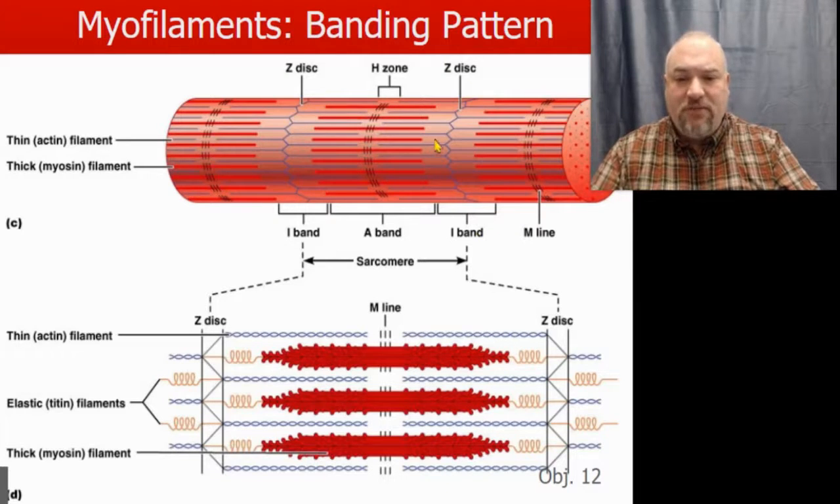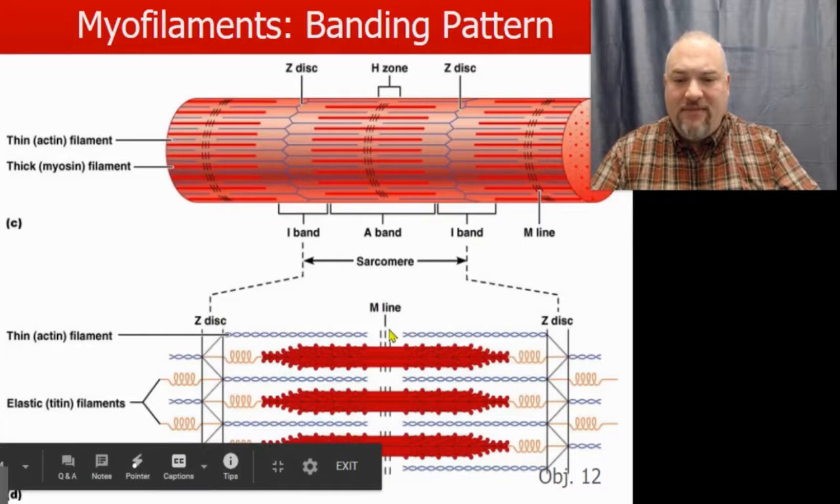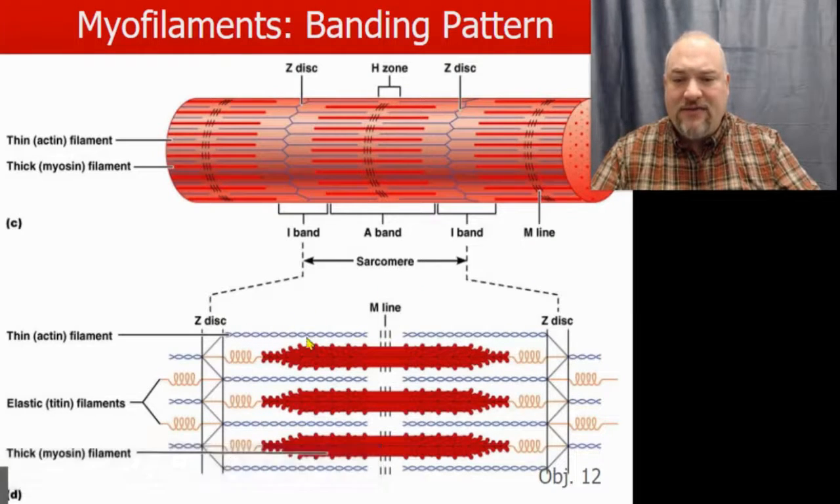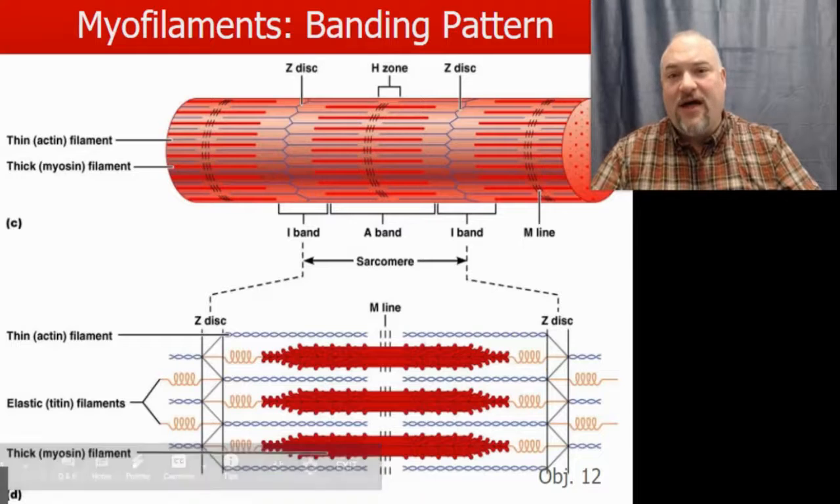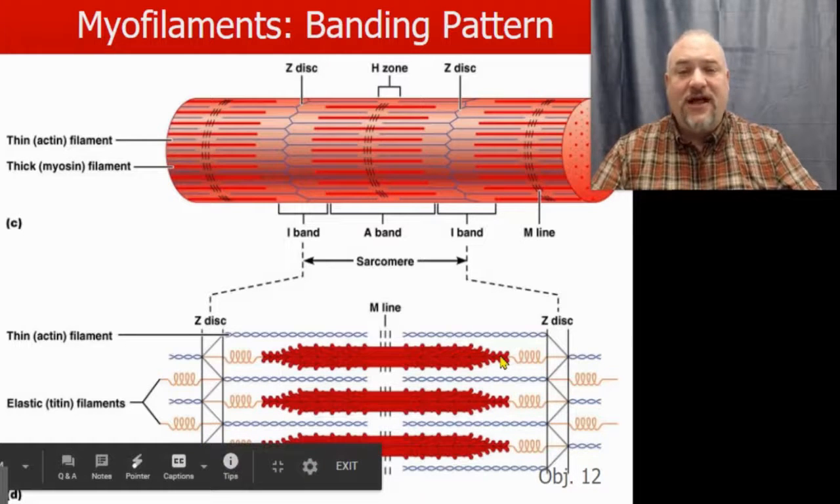Again, we're just going to blow up and take a look at the actual actin and myosin filament. So we've got Z discs on either end, M line right down the middle. Blue is actin, red is myosin. You can see the myosin is much thicker, made up of many myosin threads. And you can also see these little things that look like springs on the ends. Those are elastic fibers, elastin, and they're actually going to help with the muscle.